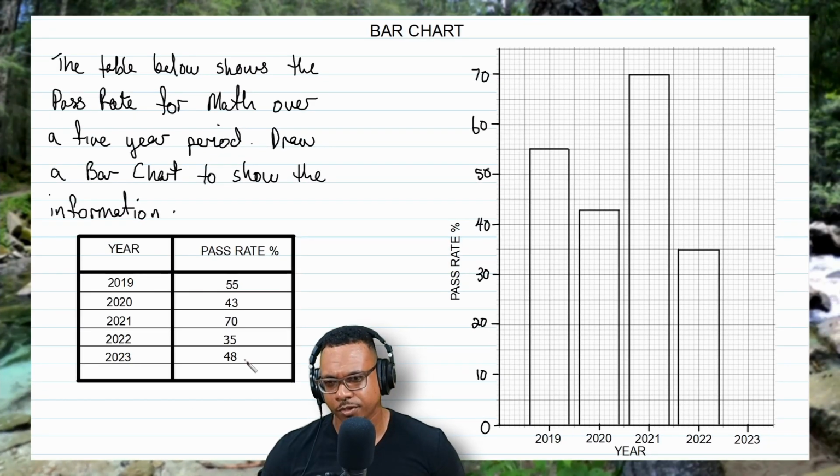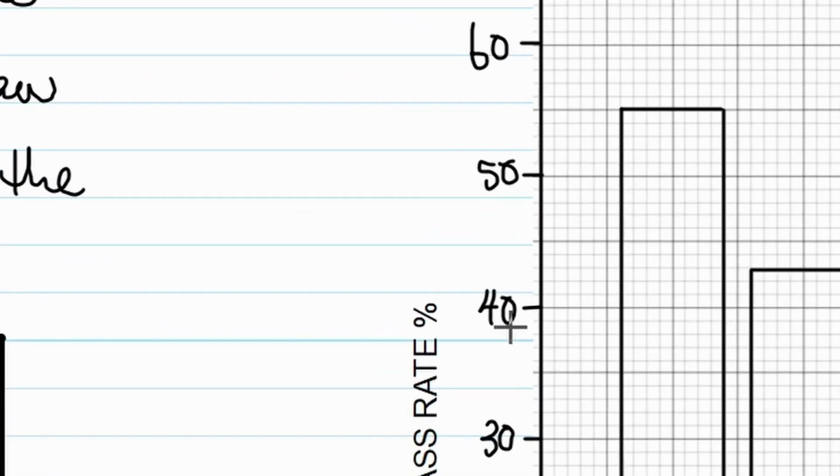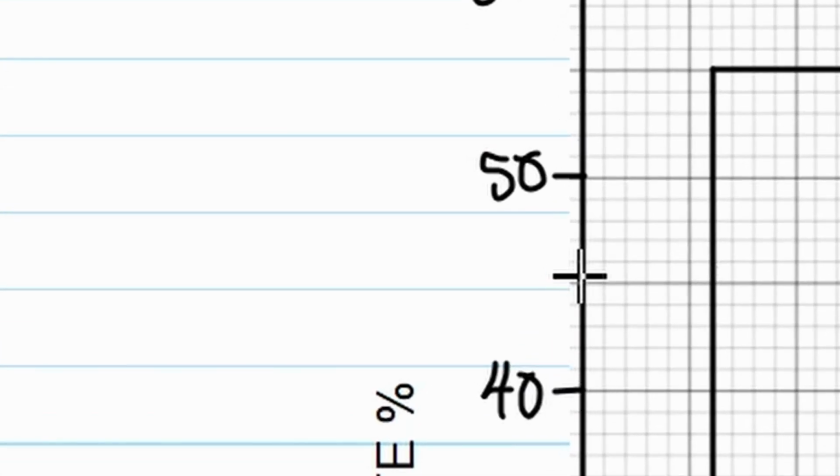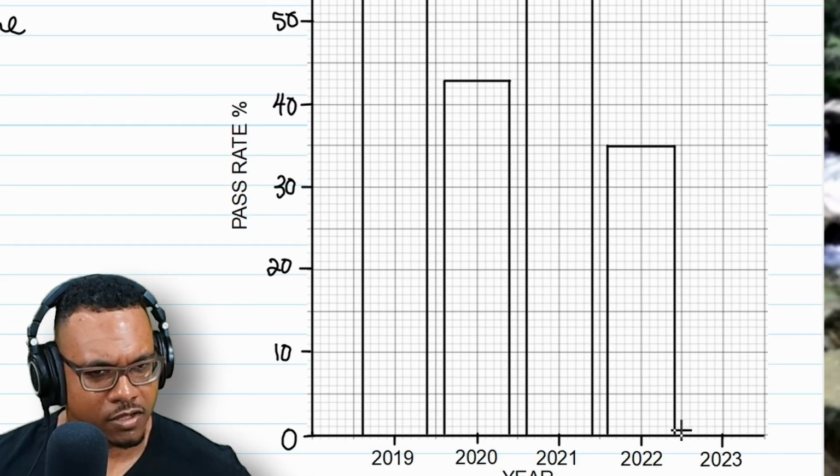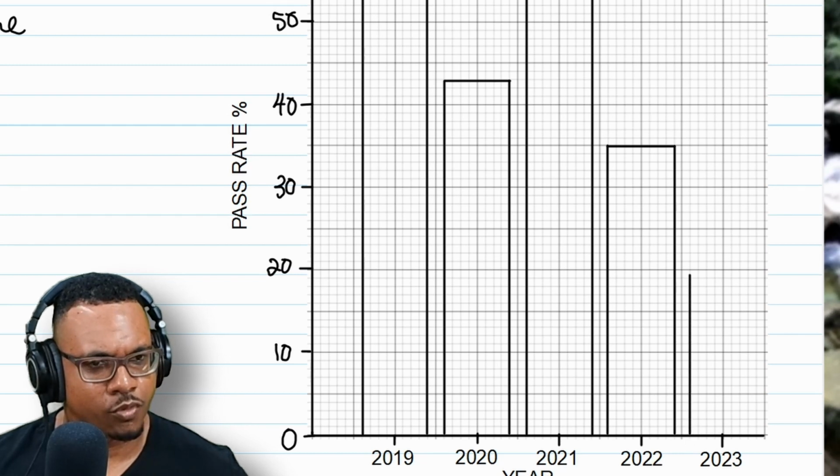For 2023, we're going up to 48. So here will be 40. Here will be 45. And if we count 1, 2, 3, this here will be 48. Or you can say 2 less than 50. 2 little blocks less than 50. However you want to look at it. So we're coming one little block away from this line. And we're going all the way up to 48.